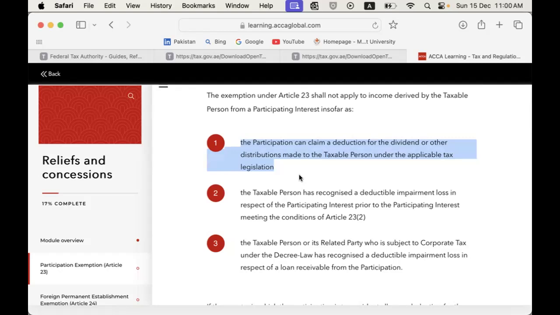Maybe they charge this income as a deductible amount in their tax return. When the foreign company is sending us money, let's make it simpler: a foreign company is sending a UAE company some money.